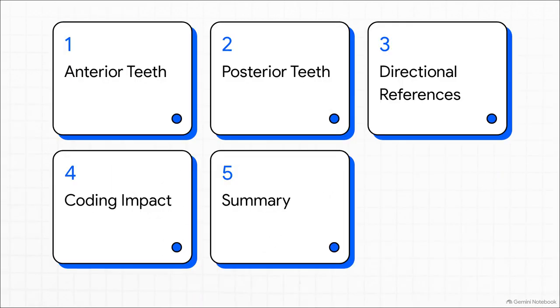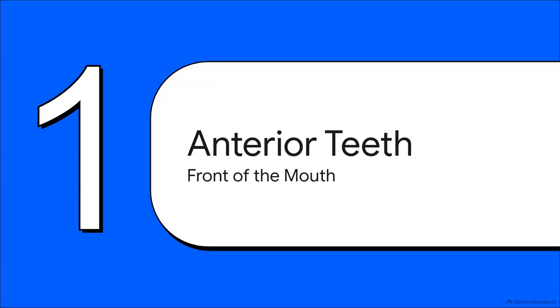Okay, let's dive into this outline. Today we're covering our anterior teeth breakdown, followed by the posterior teeth breakdown. Then we'll map out directional references, look at the practical coding impact, and wrap up with a summary and next steps. Starting off with Section 1, our anterior teeth breakdown, focusing on the front of the mouth anatomy.